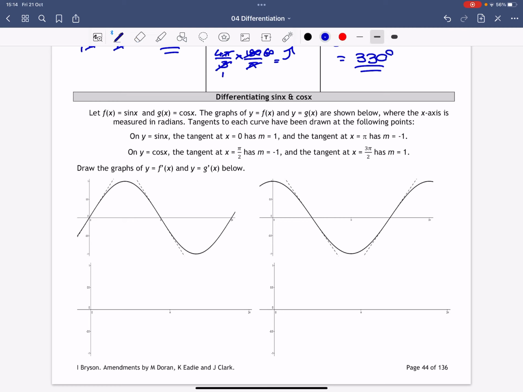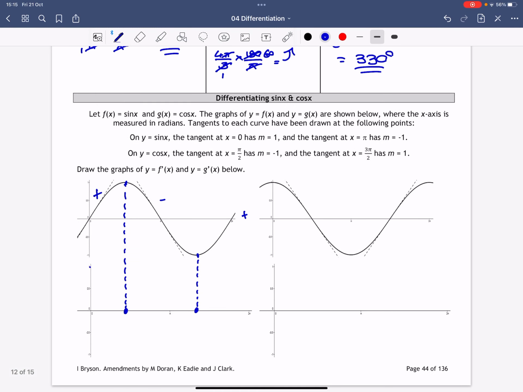So in order to differentiate sine and cos, what I want to do is locate my stationary points and then pull them down to the x-axis below and draw the graphs of the differentiated curves. Okay, so that would then give me a graph that looks like this.